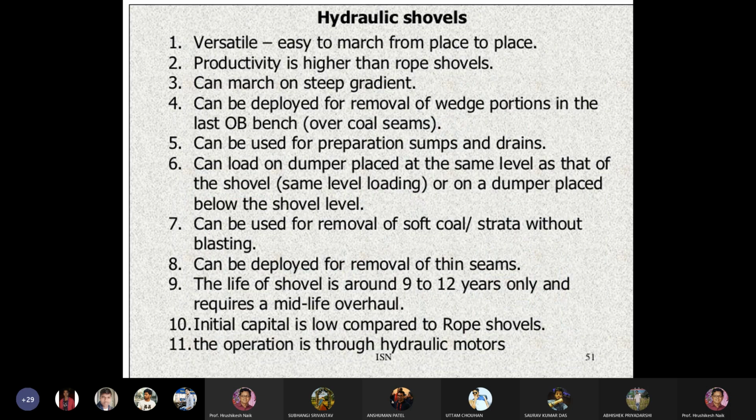So there are other types of shovels which are called hydraulic shovels, meaning by using hydraulic force, by using the oil cylinders. They are versatile, easy to march from one place to another place. Their productivity is higher compared to the rope shovels. They can march on steep gradient also, can be deployed for removal of waste portions in the last overburden benches. They can be used for preparation of the sumps and drains.